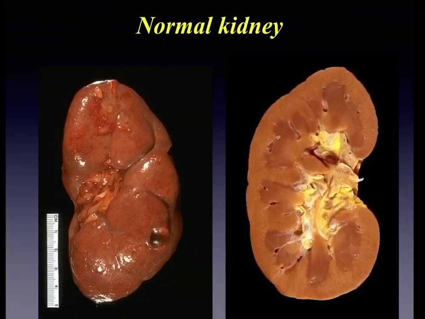So this is how a normal kidney looks. The first picture shows the external surface of the kidney, and then the cut section shows the outer cortex, and then you can see the medulla in the corticomedullary region. Then you have the medullary rays, then the renal pelvis, minor calyces and major calyces. So this is how the cut section of the normal kidney looks.